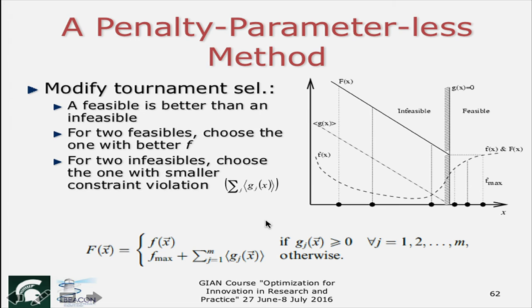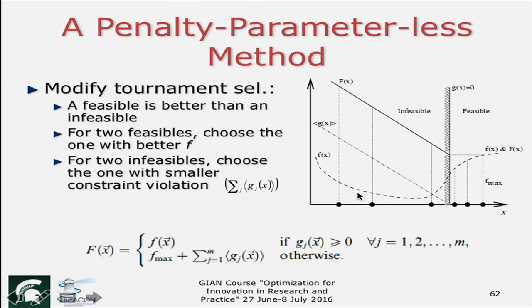Now you look for all those that violate at least one constraint. You compute an aggregate constraint violation, that's this quantity, for each of these infeasible solutions. What you now do is go back to the feasible solutions and the function values you computed, and note down the worst function value, f max, the worst of the feasible fitness values that you have. Now you simply add f max to the constraint violation value for the infeasible solution. So that becomes their fitness.